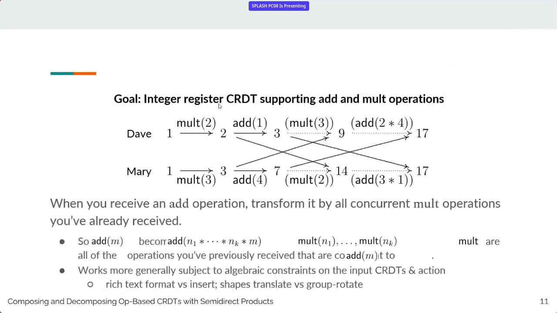And I'll give some examples later, but you can use this for things like inserting rich text characters versus formatting rich text characters, translating a shape in a PowerPoint slide versus rotating a group of shapes. They have the same sort of distributive property so that we can make the conflict freeness work out.